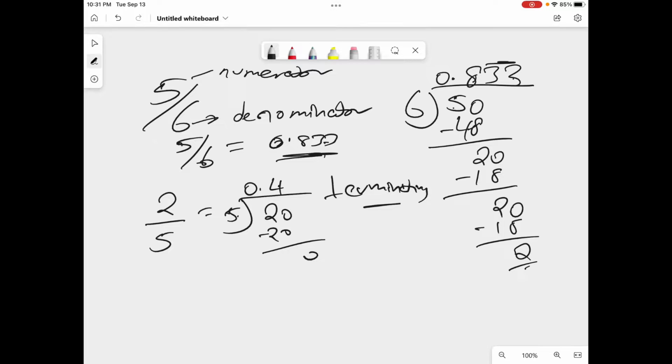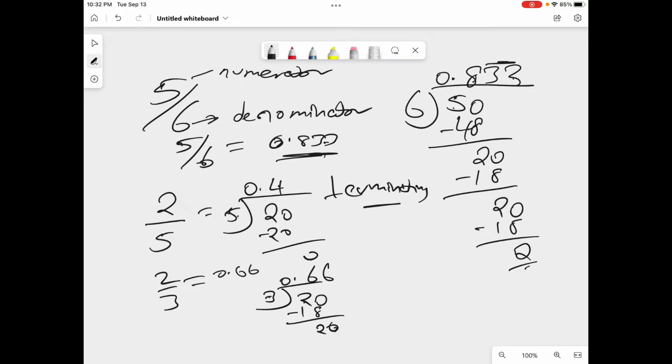Okay, let's try another one that is repeating. Let's say 2/3. If we do long division, we have 2 divided by 3. 2 divided by 3 doesn't work, so we write a 0 and put a 0 here. What is 20 divided by 3? Now that's going to be 6. 6 times 3 is 18. Subtract, we get a 2. Add a 0, another 6. So as you can see, this is going to be a repeating decimal.